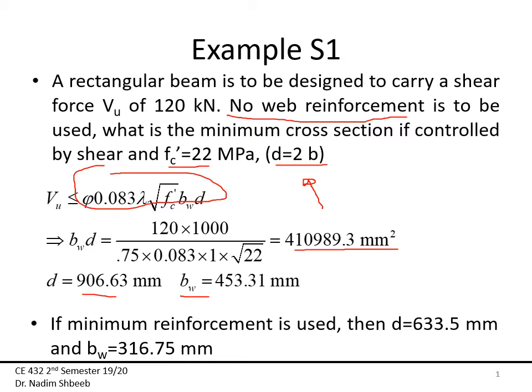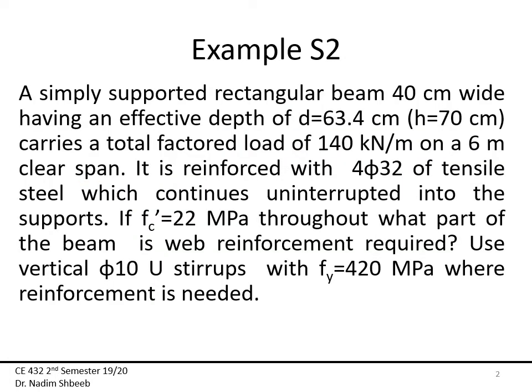Now, if I'm using just the minimum reinforcement, just the minimum, then D will reduce to about 633. So you can see that there's quite a drop. And B is going to be almost 316.75 millimeters. So just a little bit of reinforcement saves me a lot on concrete. The whole point of this example is just to show you the difference between using reinforcement and not using reinforcement. Moving on to the other example.